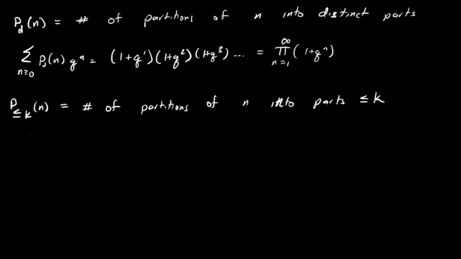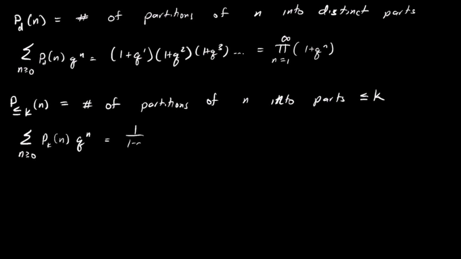So let's write down the generating function for this. This is going to be the sum over n greater than or equal to 0 of pk of n, q to the n. And what is this going to be? Well, 1 over 1 minus q contributes ones to my partition. 1 over 1 minus q squared contributes 2s to my partition. 1 over 1 minus q to the k is going to contribute k's to my partition, and I don't want to go larger than k. I want to make sure all my parts are less than or equal to k.